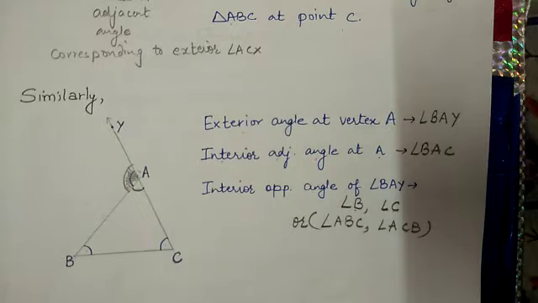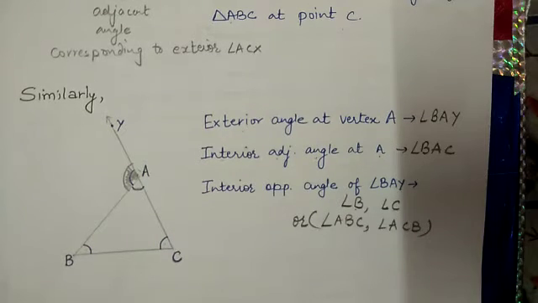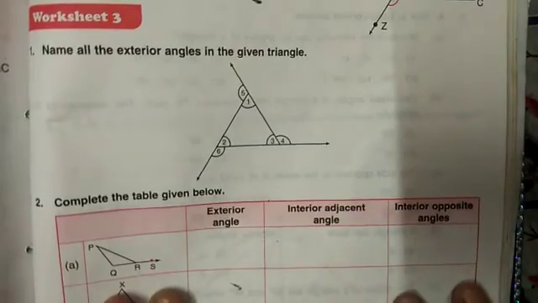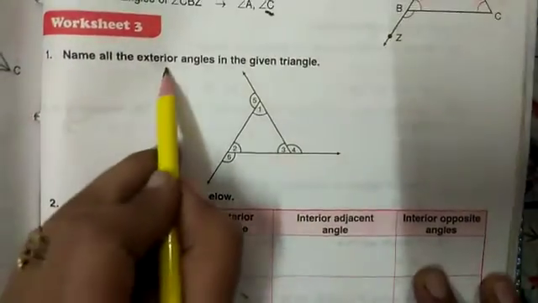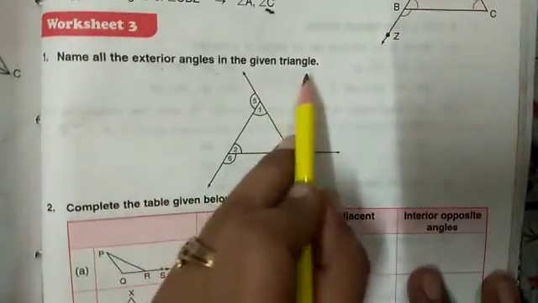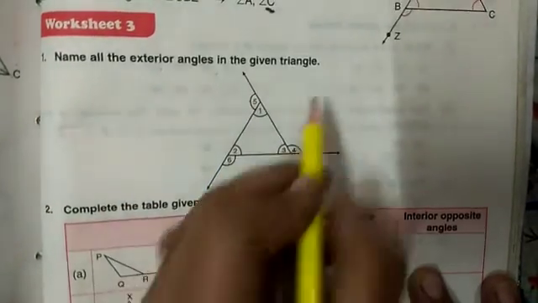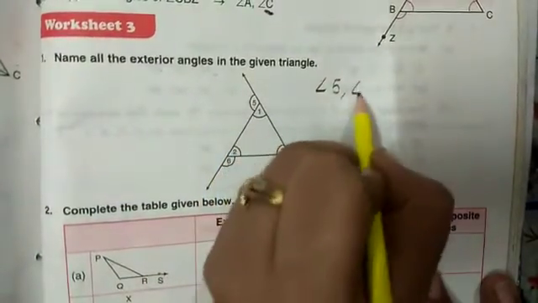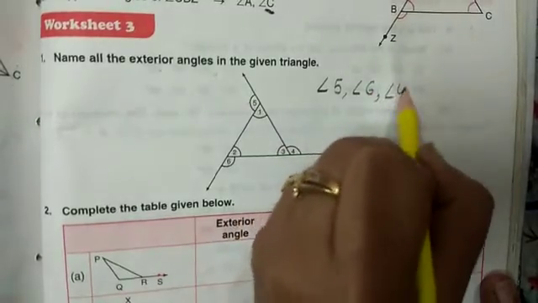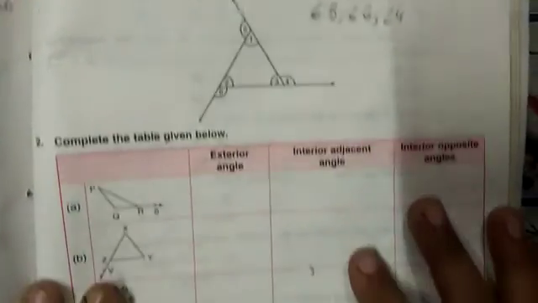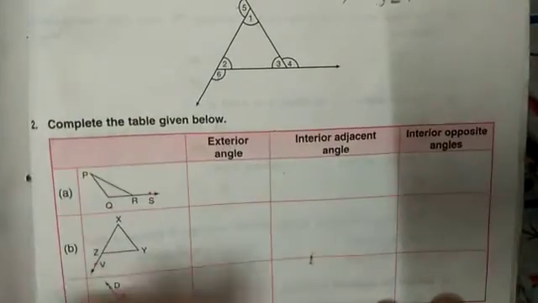Now, on the basis of this, we will solve our worksheet number 3. Name all the exterior angles in the given triangle. Angle 5, angle 6, angle 4. So how will we write? Like this. Angle 4, 5, 6 also can be written. No problem. Now next question.